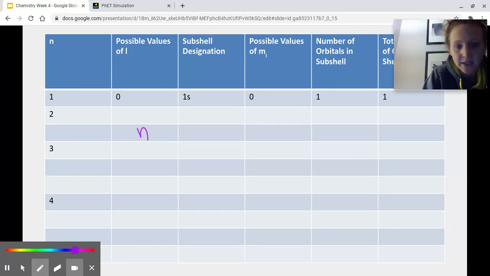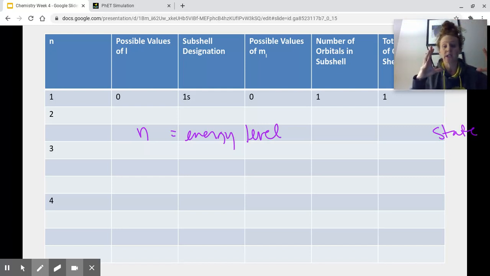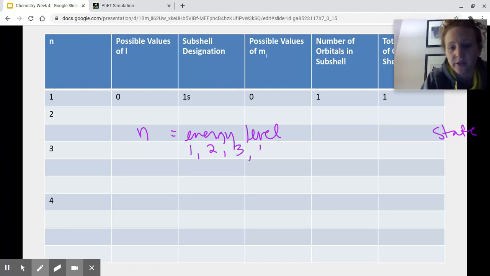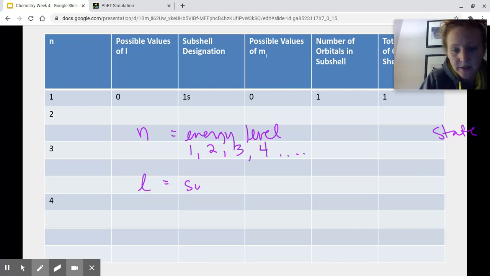Okay, n is going to be the energy level. That's like our state. It zeroes us into one really large area. Now, energy levels can be whole numbers. So we could have the first energy level, the second energy level, the third energy level, and so on and so forth. But you're never going to have a decimal. Now, within each energy level, we have subshells, kind of like cities. And this subshell we call l.